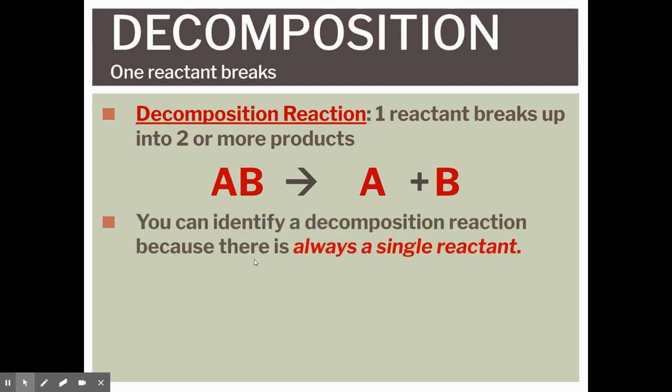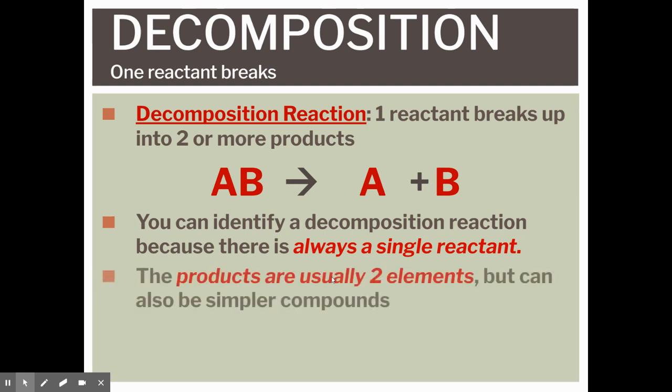You can always identify that a reaction is a decomposition reaction because there's always one reactant. You always have one compound as a reactant. And if you think about it, if you're given one compound and told to make this thing undergo a chemical reaction, the only thing it really can do is break apart into its component elements. So that's a decomposition reaction, okay? And the products are usually the 2 elements that make up the compound.